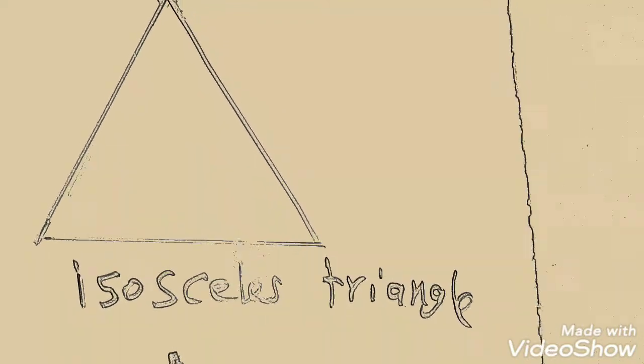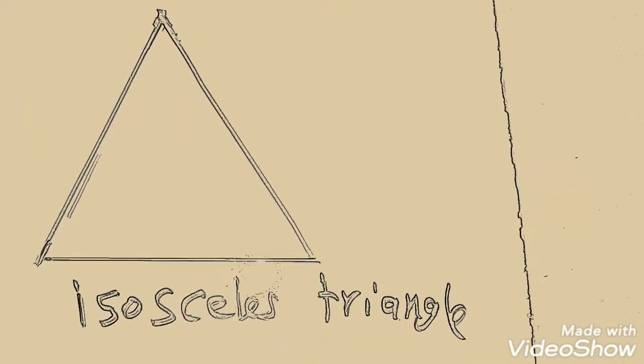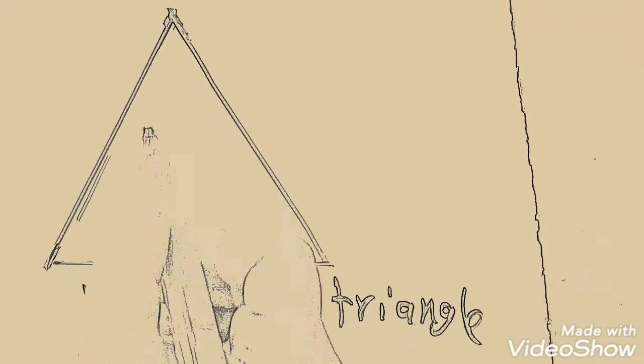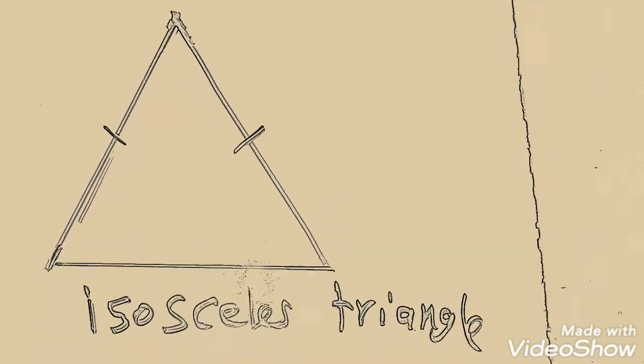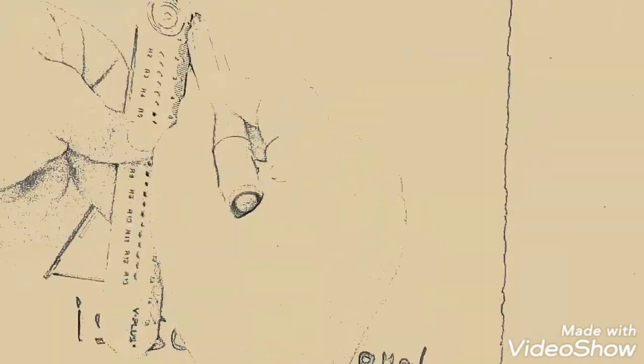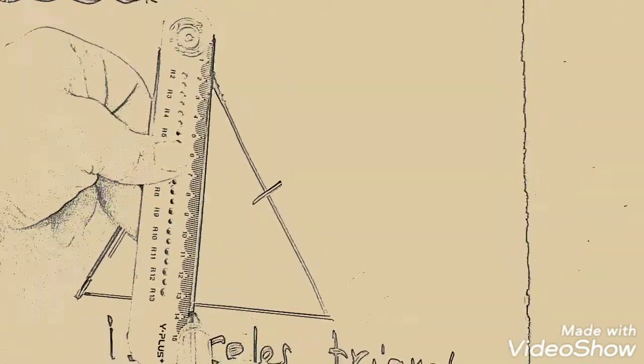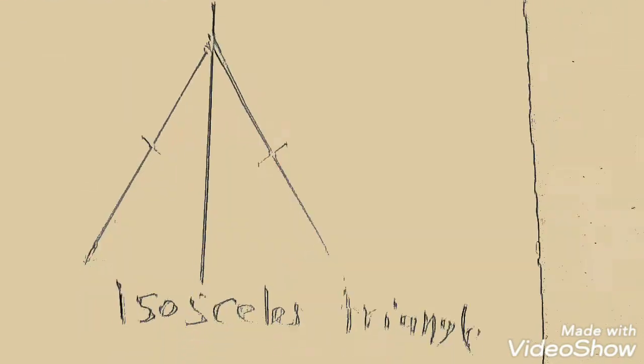Figure number 2, isosceles triangle. Isosceles triangle has 2 sides equal. How many lines of symmetry? 1 line of symmetry. I can draw 1 line of symmetry.